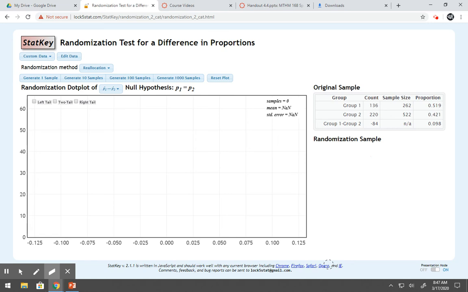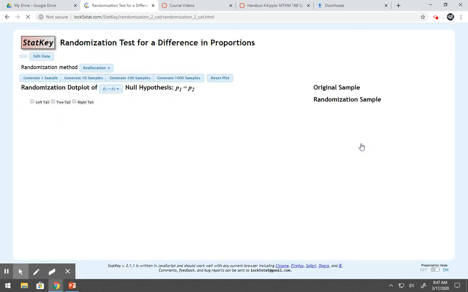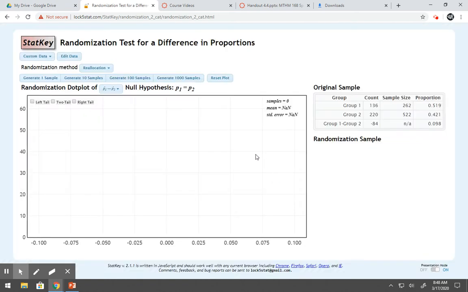Now, let me back up a little. In StatKey, first of all, I'll go back to the main page. I'm over here on the right: randomize hypothesis, test for different proportions, edit the data. Let's put in the numbers that we have. Our first one was 136 out of 262. Our second group was 220 out of 522. Say okay. Notice it sets up the null hypothesis nicely.